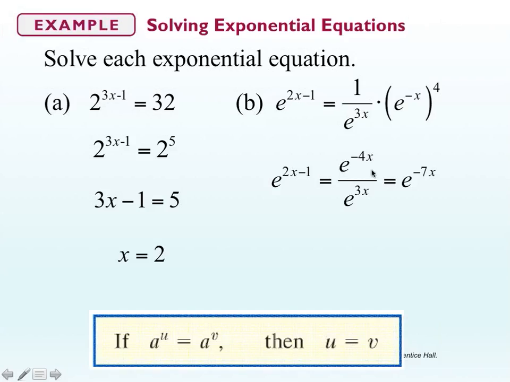So e to the negative 4x over e to the 3x, and hopefully you remember, if you have powers here, you're going to subtract because we have the same base. So we can rewrite this as e to the negative 7x power because we have negative 4x minus 3x. So we have e to the 2x minus 1 equals e to the negative 7x. Now that we just have e's as our bases, we can drop the bases and just look at the exponents. So we have 2x minus 1 equals negative 7x, and if you solve this, you get x equals 1 over 9.